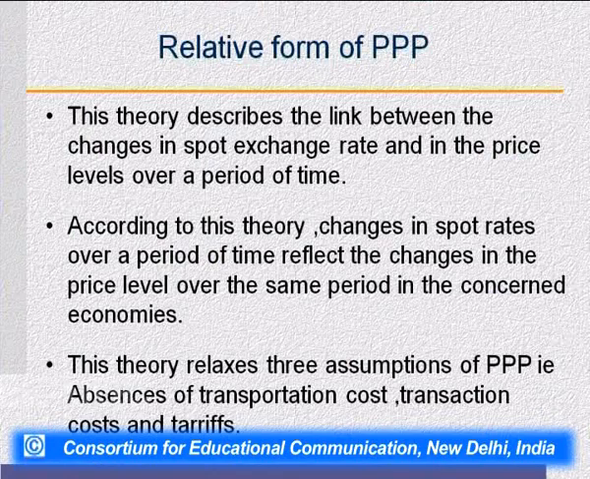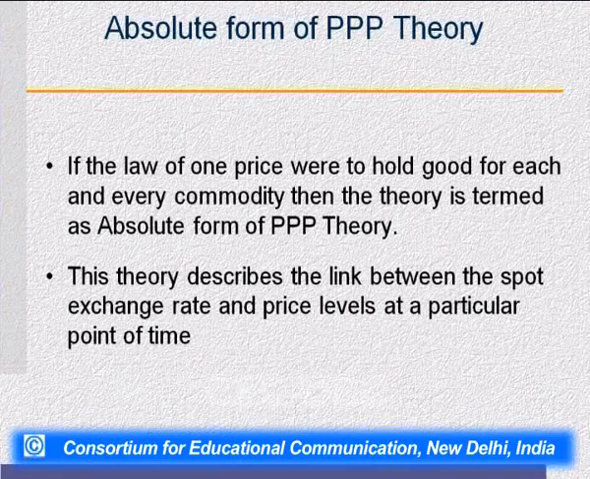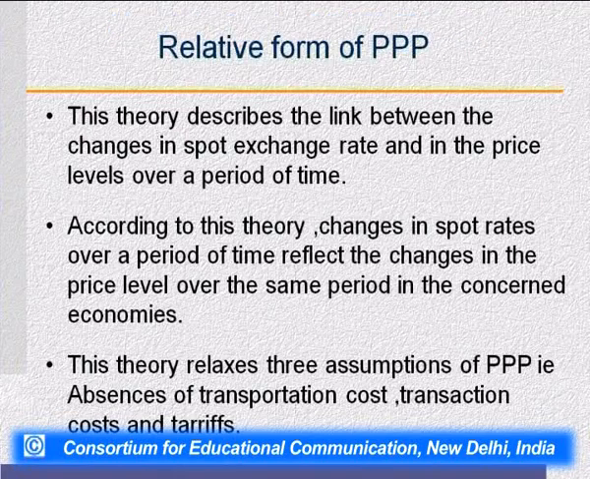Now, the relative form of PPP. One is the absolute form which we discussed, and now the relative form. This theory describes the link between the change in the spot exchange rate and in the price level over a period of time. If you recall the previous slide, the absolute form describes the link between the spot exchange rate and price level at a particular point of time. But the relative form describes the link between the changes in spot exchange rate and in the price level over a period of time, not a particular time.